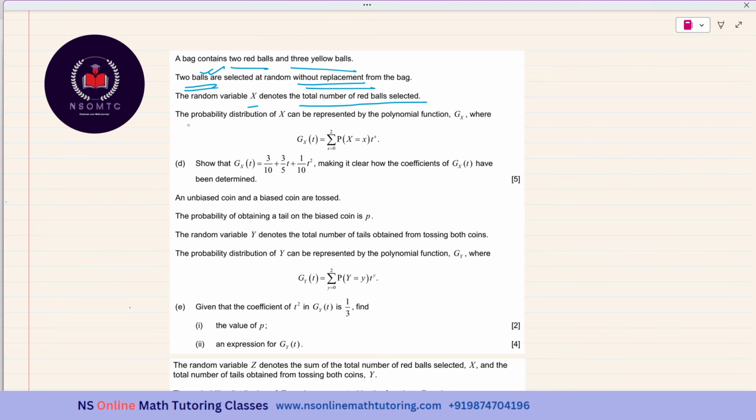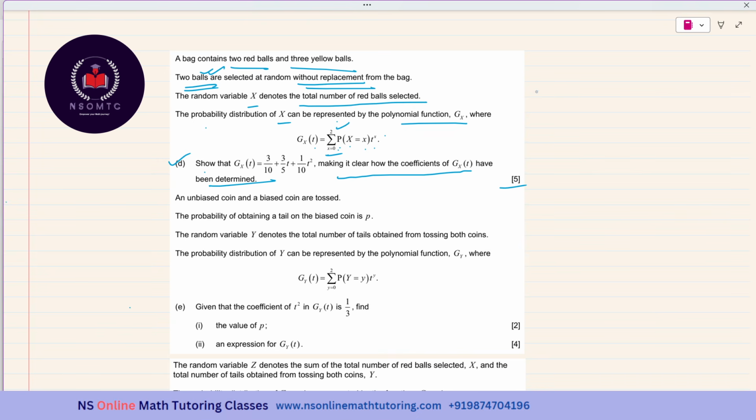Okay. So the probability distribution of x can be represented by the polynomial function g x of t, where g x of t is equal to the sum over x equal to 0 to 2, because there can be no red ball or 1 red ball or 2 red balls, of p of x equal to x times t to the power of x. So part D's question is show that g x of t equals this, making it clear how the coefficients of g x of t have been determined. It is carrying 5 marks.